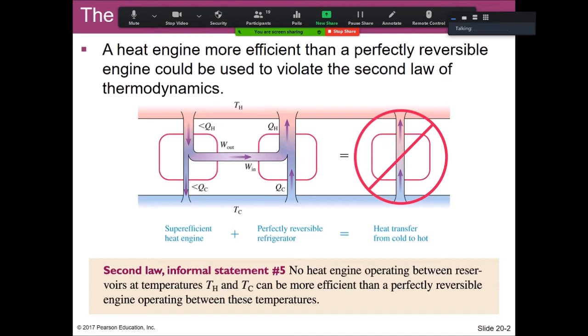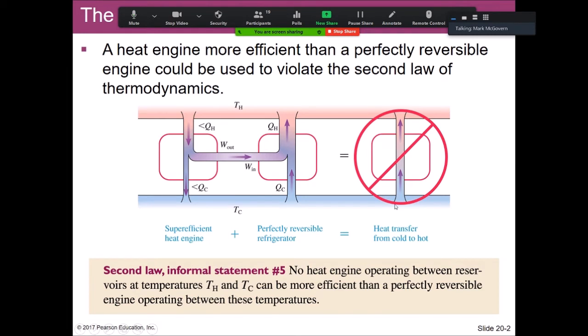Okay, so that's what we're going to be focused on for a good part of this discussion, this particular statement, what it means to be efficient, what it means to be a perfectly reversible engine. If this was a very efficient heat engine and a very efficient refrigerator, you really can't improve upon a process where we have the most efficient things. If you did, you would have a process like this.